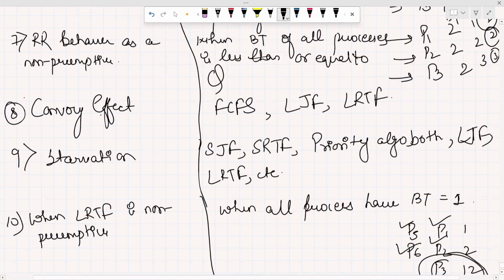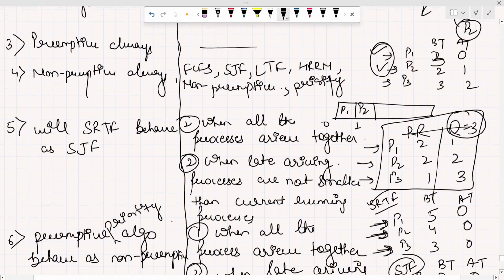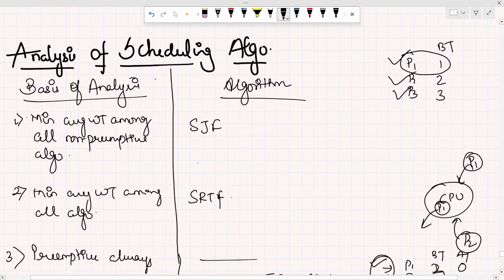Okay, so we discussed all the analysis of which algorithm follows which thing. And this is the analysis of the algorithms.